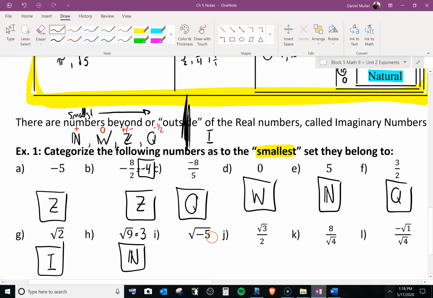Now, square root of 5, negative 5. So square root of 5 is not something that I would know. I know the square root of 9, I know the square root of 16, I know the square root of 25. I don't know the square root of 5. But one thing I do know is you're not allowed to take the square root of a negative number. And so this one is actually imaginary. Square roots of negative numbers are imaginary.